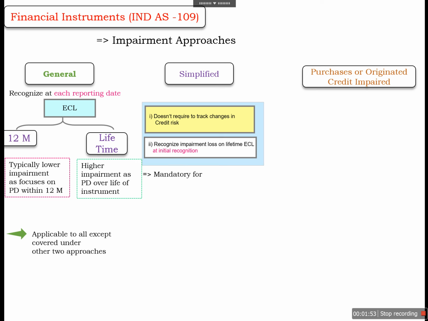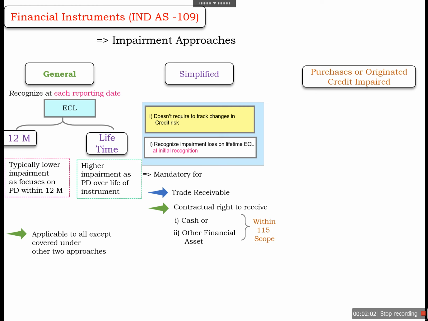And the simplified approach is mandatory for trade receivables or contractual rights to receive cash or other financial assets that do not have a major financial component and are within the scope of Ind AS 115.